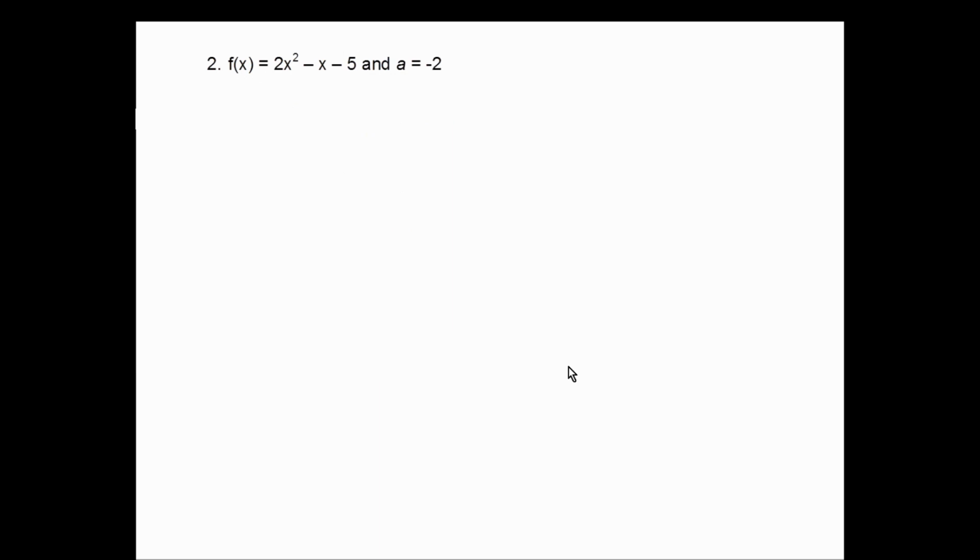Number 2. I've got f of x equal to 2x squared minus x minus 5, and a is equal to negative 2. So we're going to calculate f of x minus f of a over x minus a. Again, the first set of brackets, that's my f of x, 2x squared minus x minus 5. Second set of brackets, that's f of a, which is going to be f of negative 2. I've replaced the x's here with negative 2. And downstairs is x minus a, so x minus negative 2.